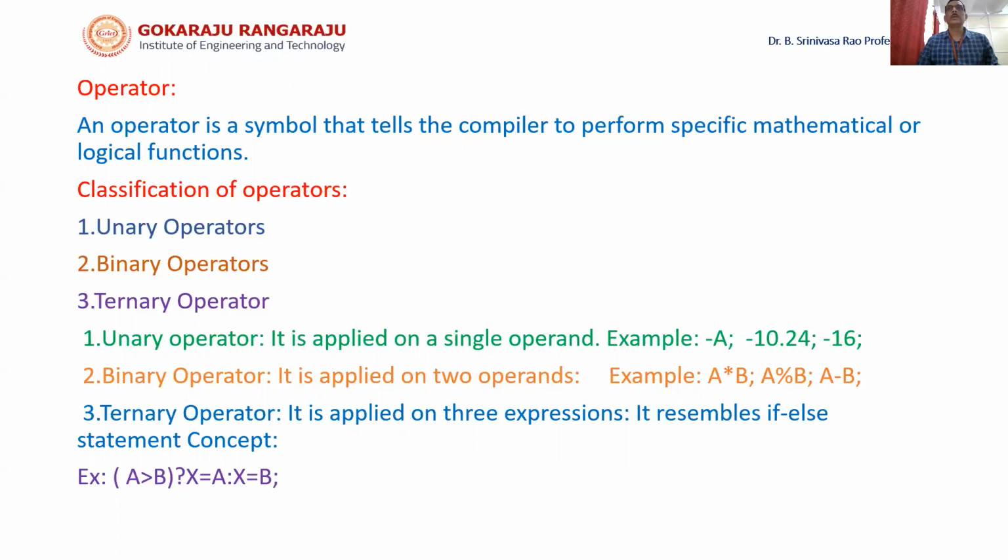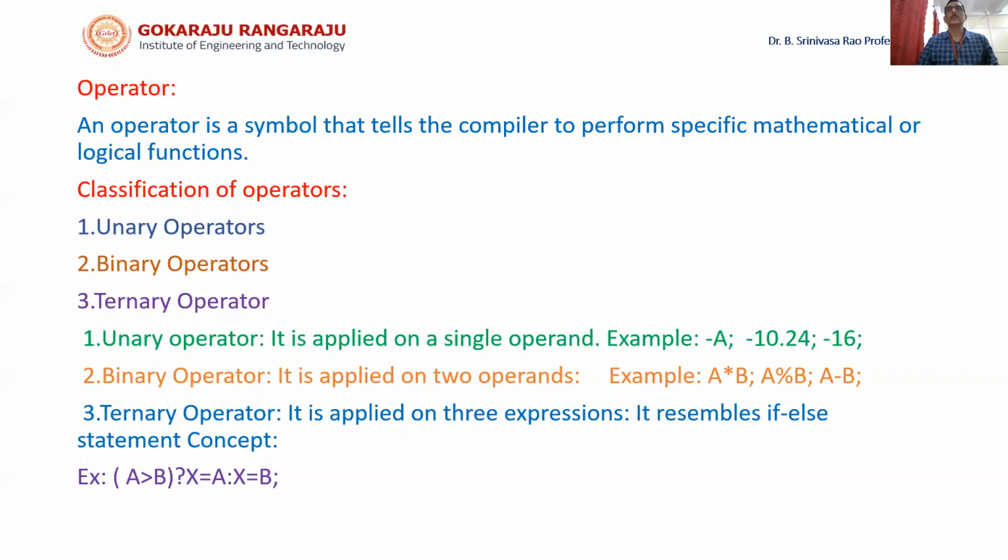The unary operator is an operator that is applied on a single operand. For example, if you see A is an operand and the minus sign is applied to it, hence it is called unary operator. Next one is binary operator.